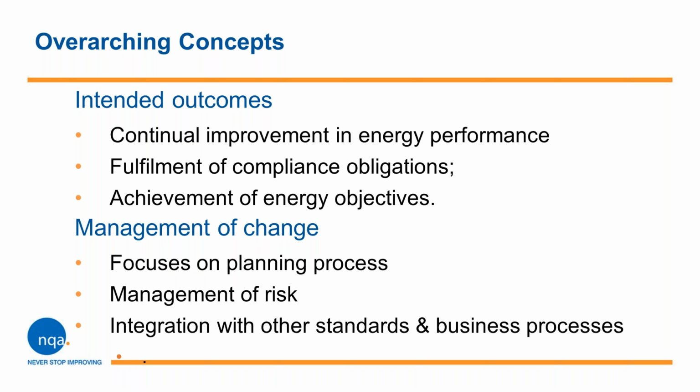And the intended outcome for this standard is continual improvement in energy performance. And it doesn't take a rocket scientist to work out that if this was 9001, it would be continual improvement in quality performance, 14001 environmental performance, and so on. So that's the main intended outcome, continual improvement in energy performance. Fulfillment of compliance obligations is another key intended outcome, and then the achievement of any set energy objectives. So those are the main things that we as an assessment body would expect to see by some organisation that has implemented this standard.